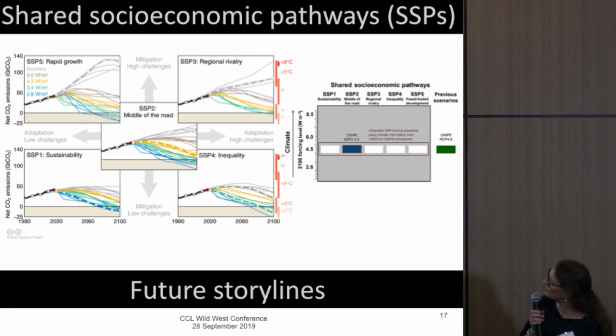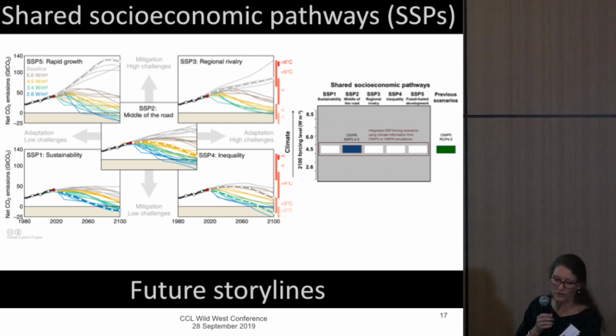And on this figure, you can see that in very light gray, as you go higher on the plot, that has high challenges for mitigation, and lower on the plot are low challenges to mitigation. If you go to the left, you have low challenges to adaptation, and to the right, high challenges for adaptation. So the 2 plots on the top are sort of more severe scenarios. There's going to be more warming in those, and they're hard to read.